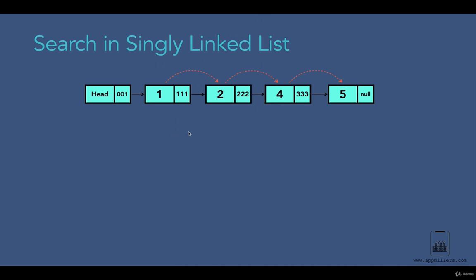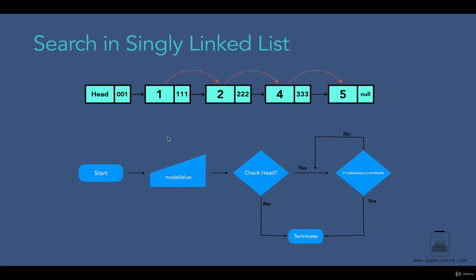So let's see the algorithm of searching a node in a single linked list. The algorithm starts from here. As a parameter it will take the node value. The first thing that we are going to do is check the head value. If head equals null, it means that we have not created a single linked list, so we are going to terminate our algorithm. Otherwise we are going to continue looping through all nodes.